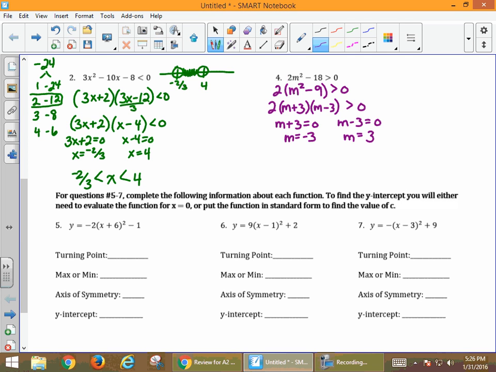So my number line, negative 3 and positive 3. Open circles because of the lack of an equal sign. I'll test the point 0. 0 is in between negative 3 and 3. If I plug 0 in, I would get 2 times 0 minus 18, which is negative 18, and negative 18 is not bigger than 0. So I do not color in between them. My arrows would be on the outside.